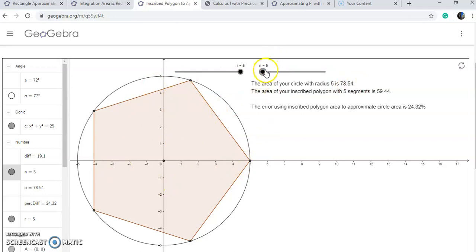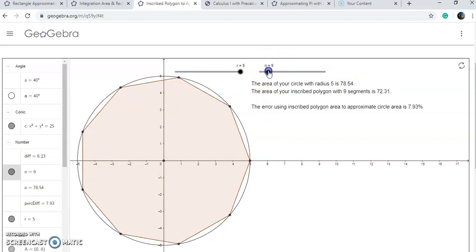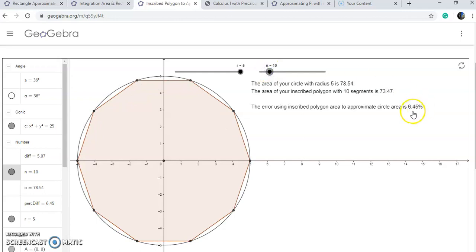Now let's increase more. Going to 10. You see how it's changing? It now is 6.45. When we have 10, a decagon, that means we have a lot of sides. The precision is better. The margin of error is 6.45. Let's go with more sides.